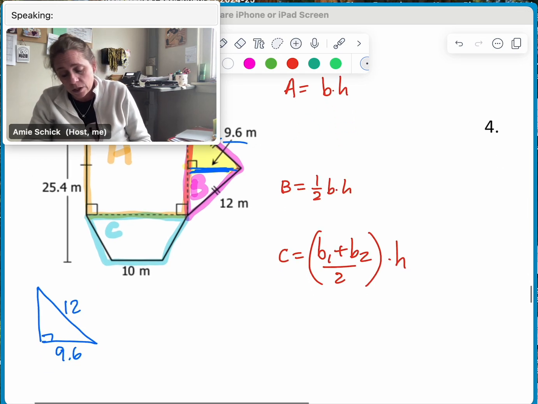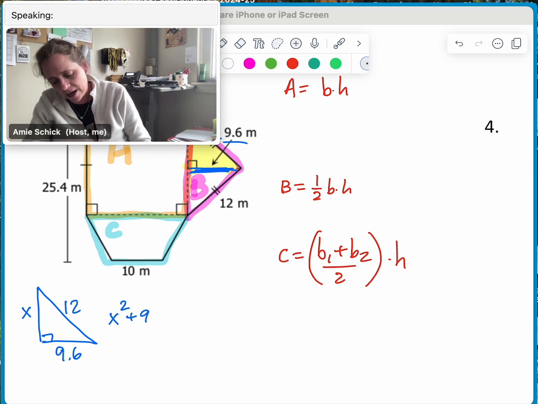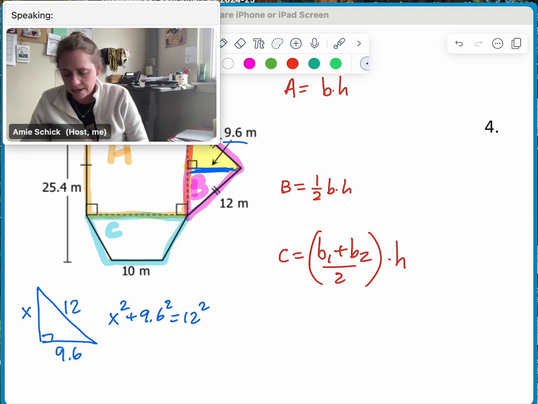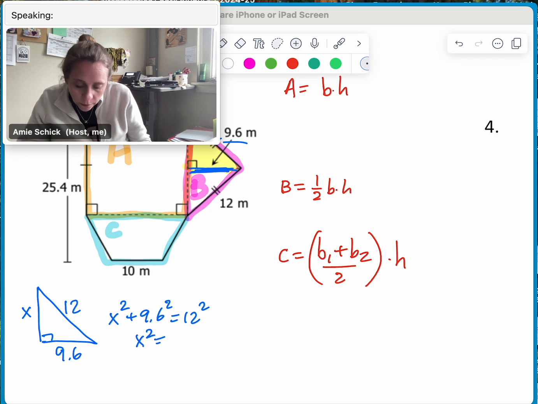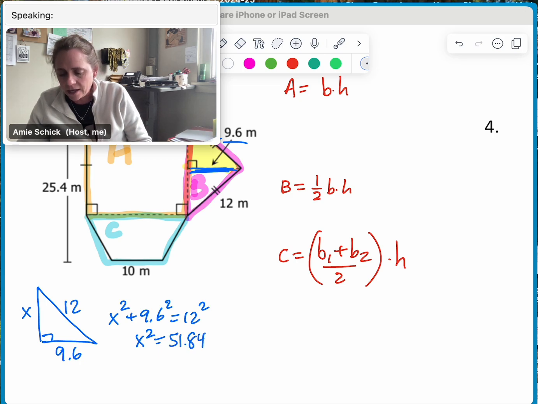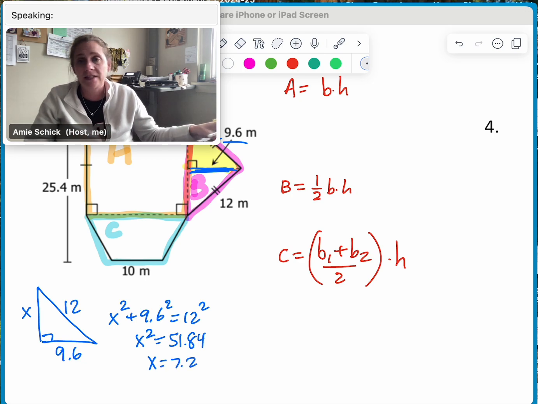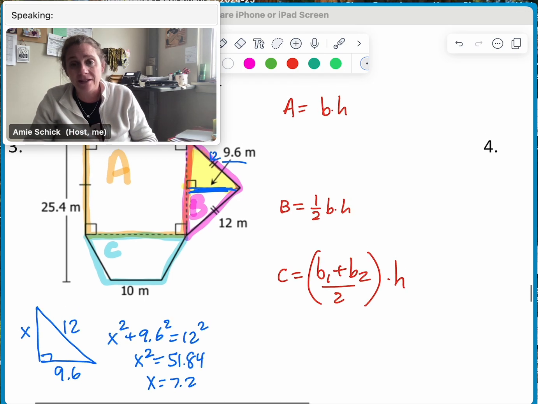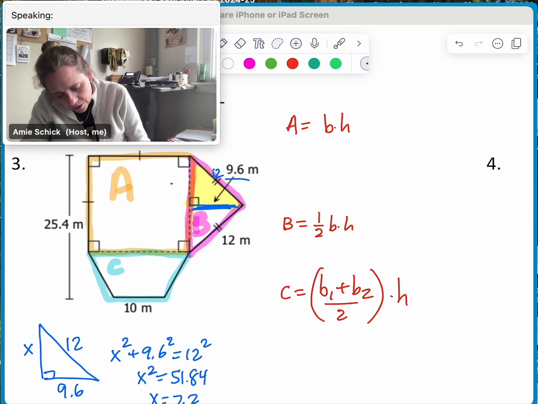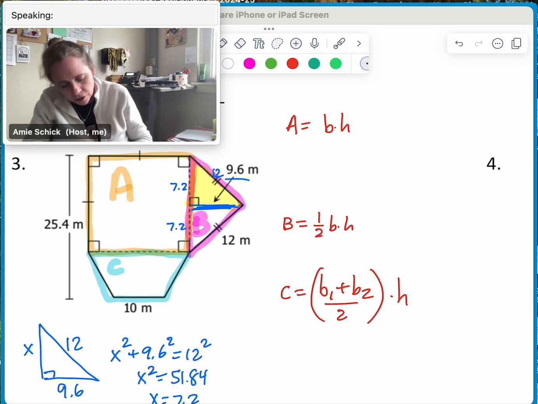The picture is a little bit of a mess. Sorry about that. We are going to find this length using Pythagorean. x squared plus 9.6 squared equals 12 squared. 12 squared is 144 minus 9.6 squared. I got x squared equals 51.84. Taking the square root of that, I got 7.2. All right, believe it or not, that 7.2 is the key to just about everything in this picture. 7.2 is this, 7.2 is that.